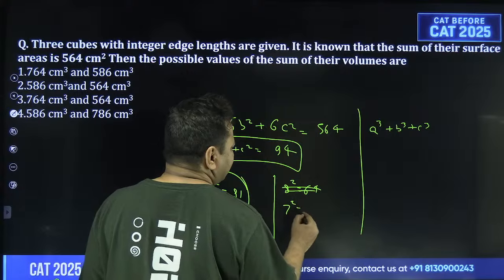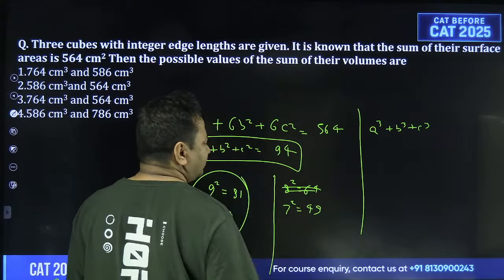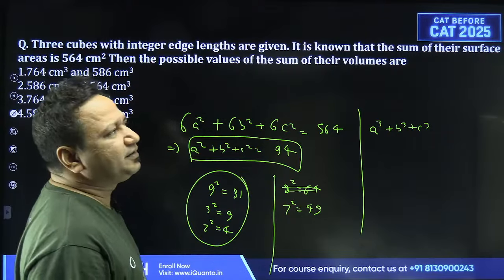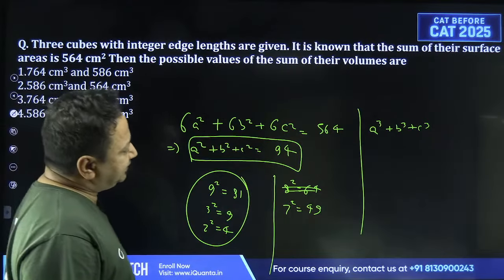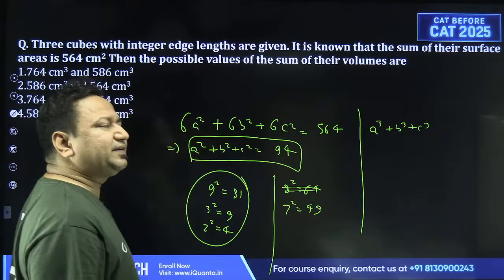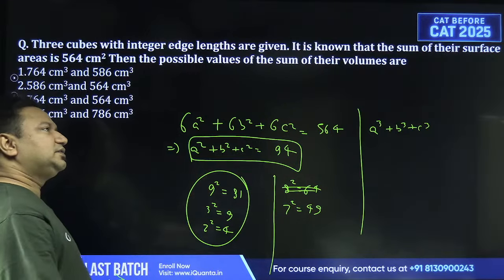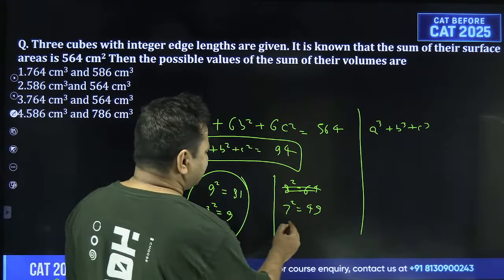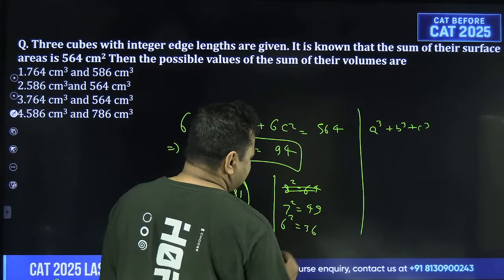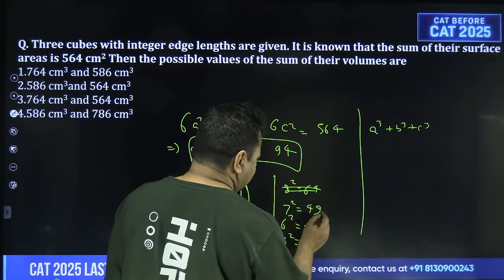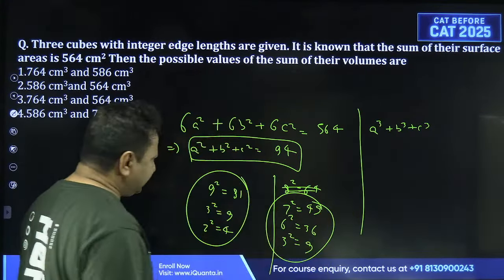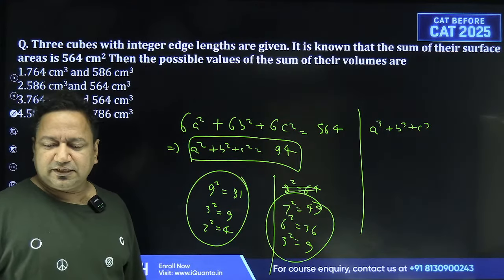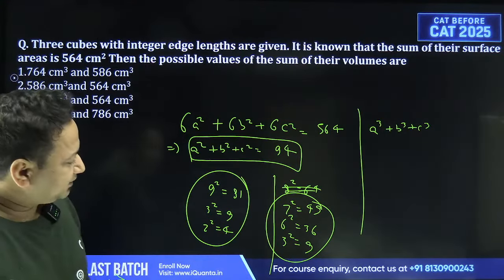Let's take 7. 49. 45 more. 45 I think can be made. 45 can be made, right? How? Yeah, 36 plus 9. 6 square is 36 and 3 square is 9. 2 possibilities. Put the values and get the answer. That's all. Right? Okay, yeah.